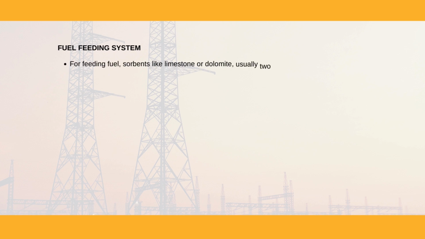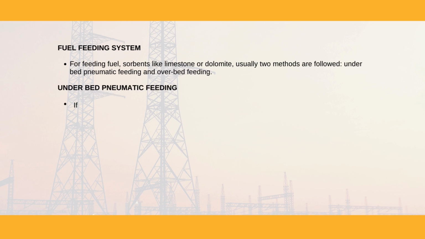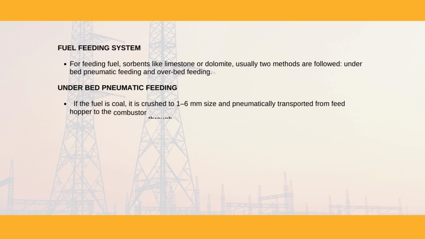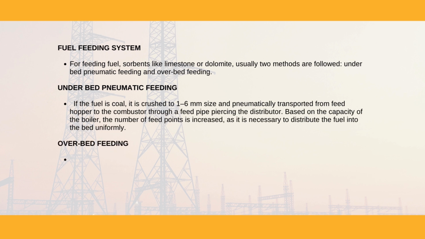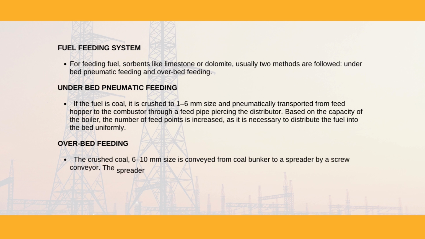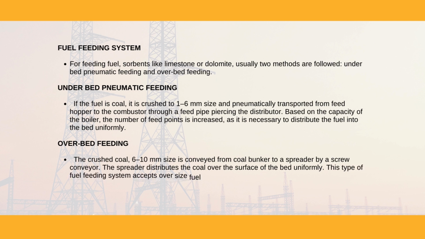For feeding fuel and sorbents like limestone or dolomite, usually two methods are followed: underbed pneumatic feeding and overbed feeding. In underbed pneumatic feeding, if the fuel is coal, it is crushed to 1 to 6 mm size and pneumatically transported from the feed hopper to the combustor through a feed pipe, piercing the distributor. Based on the capacity of the boiler, the number of feed points is increased, as it is necessary to distribute the fuel into the bed uniformly.